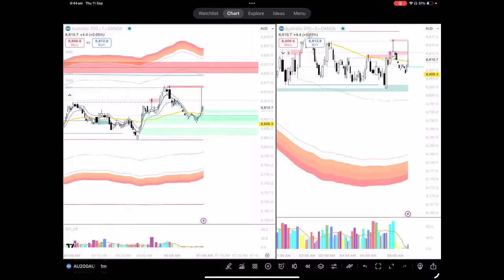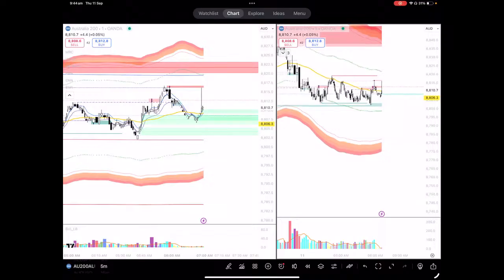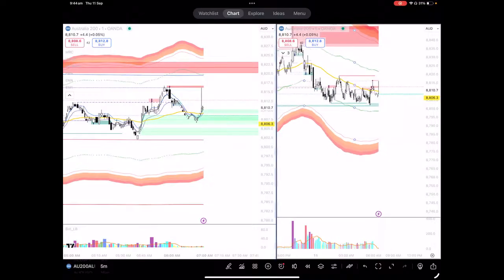Okay, so let's start with the analysis. Australia 200 index is an index that will start at around 9:50 a.m. and that usually takes liquidity from both sides early morning. So let's review what the direction of this chart is overall. First of all, I'm looking at a 5-minute time frame.